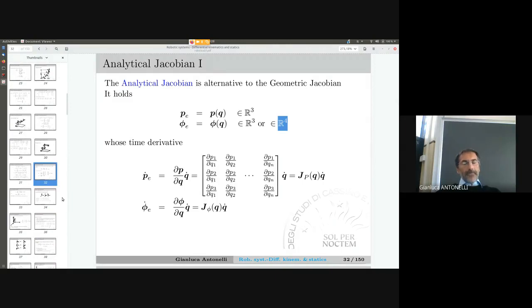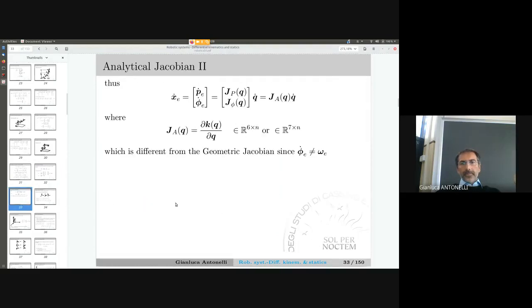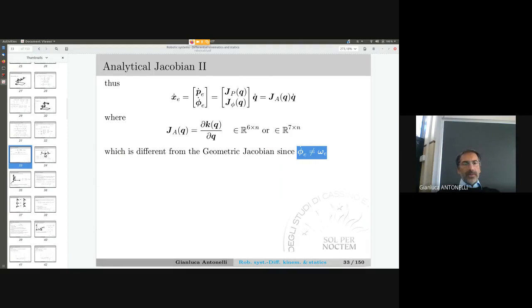But I may be interested in working with this quantity instead of the angular velocity. It depends. Now, I do use a different symbol for the left-hand side. When I use the geometric Jacobian here, I have the letter V for velocity with subscript E and the vector. Now I use X dot. And this is different from the geometric Jacobian, since we will see a small example just to understand a little bit the relationship of this aspect.